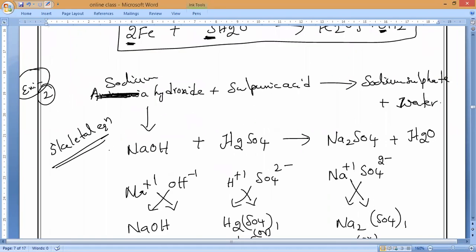Now let me see here. If you notice, what is the number of oxygens on the reactant side? Here 1 and here 4. So totally five. Count it. Both the products you have to count, and both the reactants you have to count.